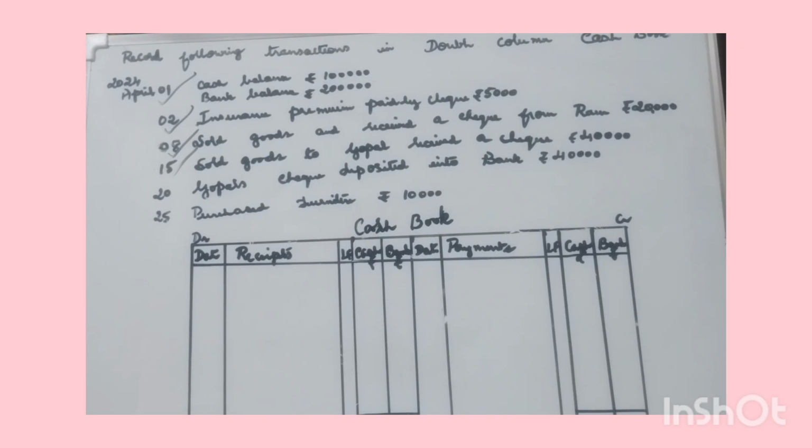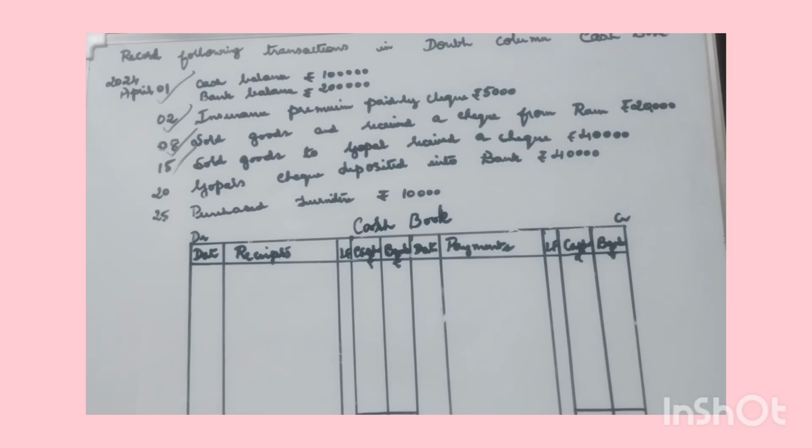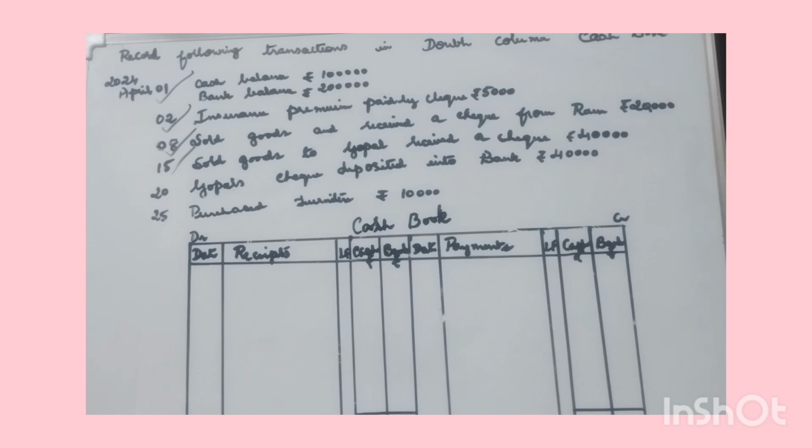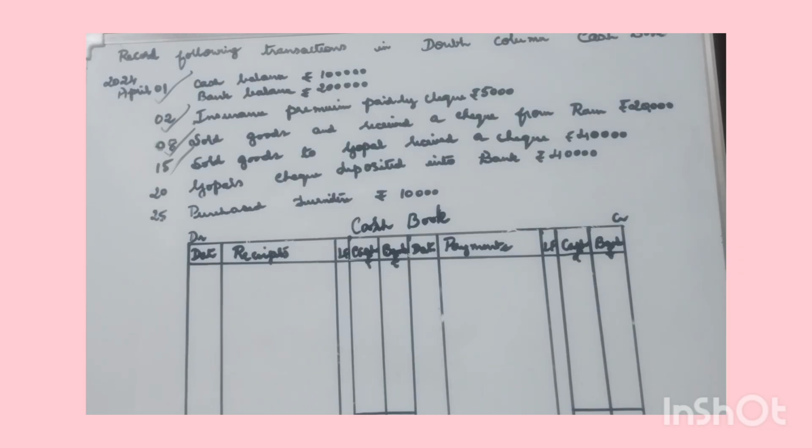The format of double column cash book will be date, receipt, ledger folio, cash, bank column on the debit side. Again under credit side, date, payments, ledger folio, cash, bank column. Various transactions are given. First we will understand how these transactions have to be recorded, then we will record these transactions.